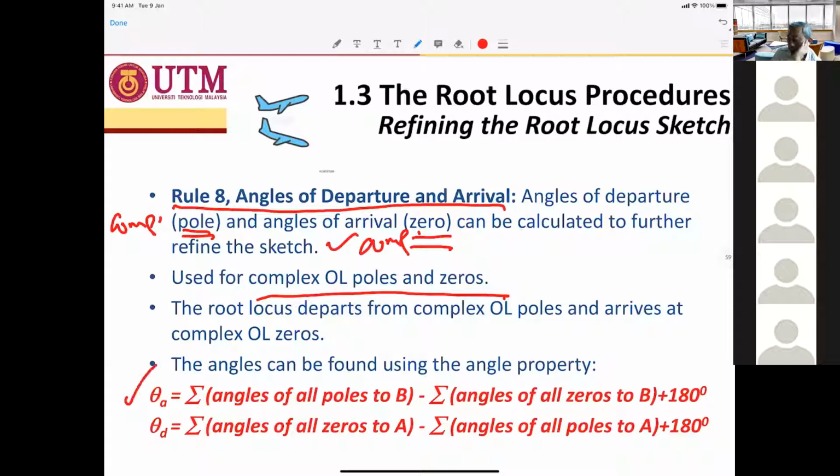Theta A is the summation of angles of all poles to B minus angles of all zeros to B plus 180 degrees, while theta departure is the summation of angles of all zeros to A minus the angles of all poles to A plus 180 degrees.